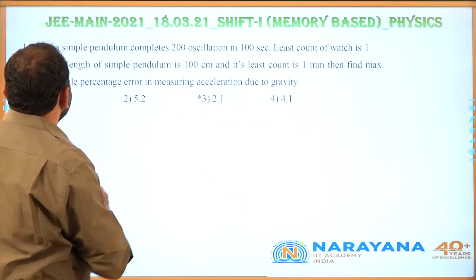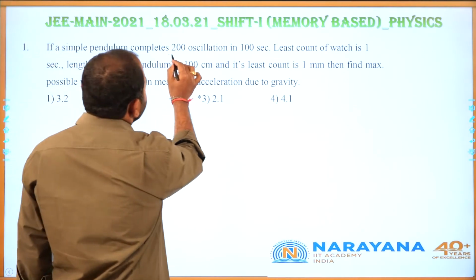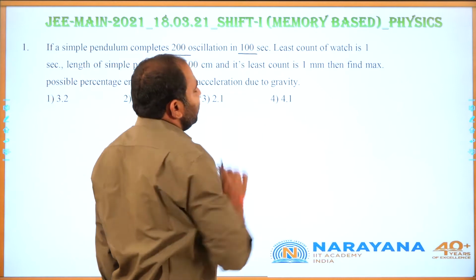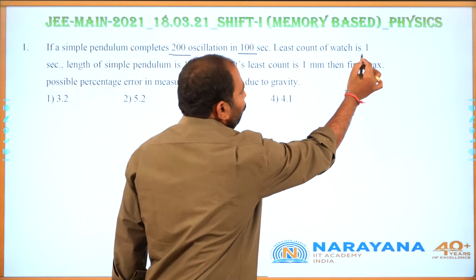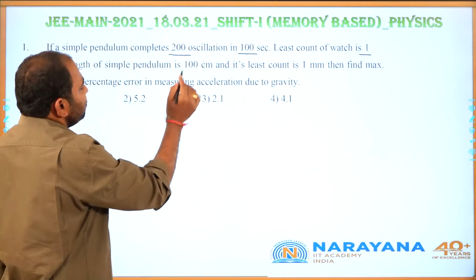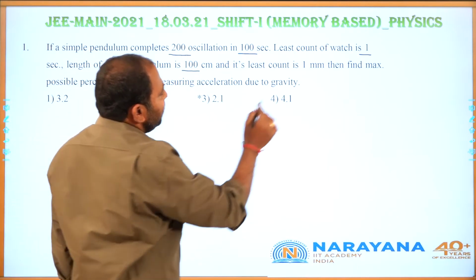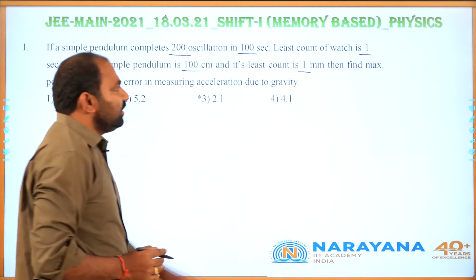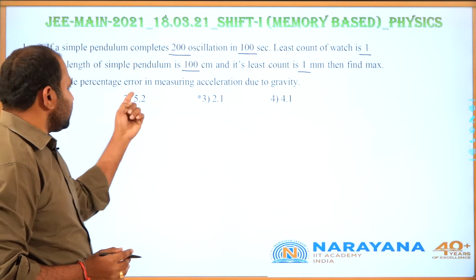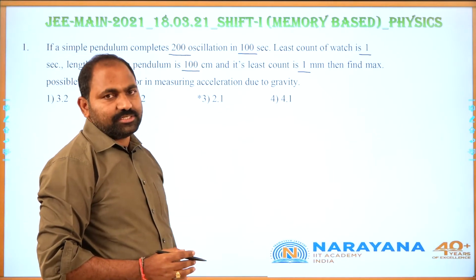This is the first question. If a simple pendulum completes 200 oscillations in 100 seconds, the least count of the watch is 1 second, the length of the simple pendulum is 100 centimeters and its least count is 1 mm, then find the maximum possible percentage error in measuring acceleration due to gravity.